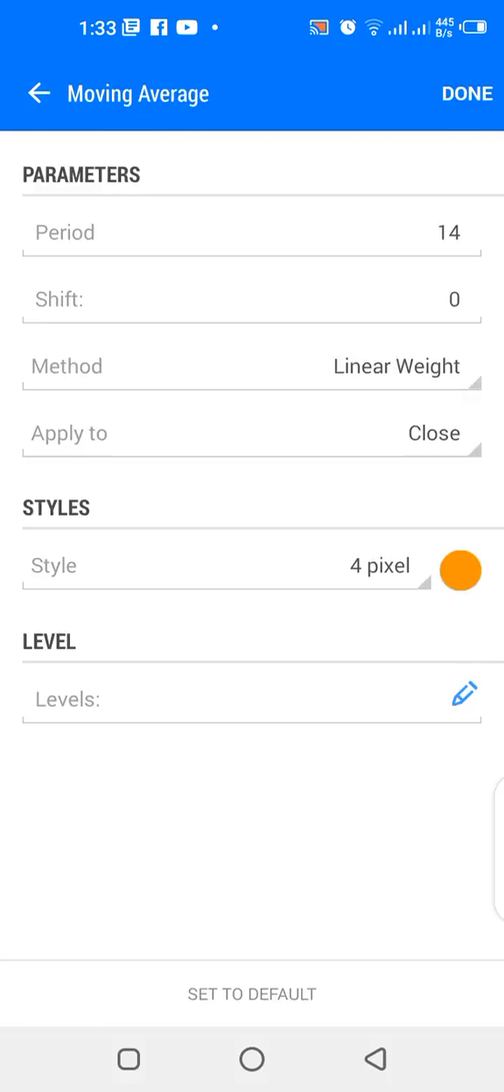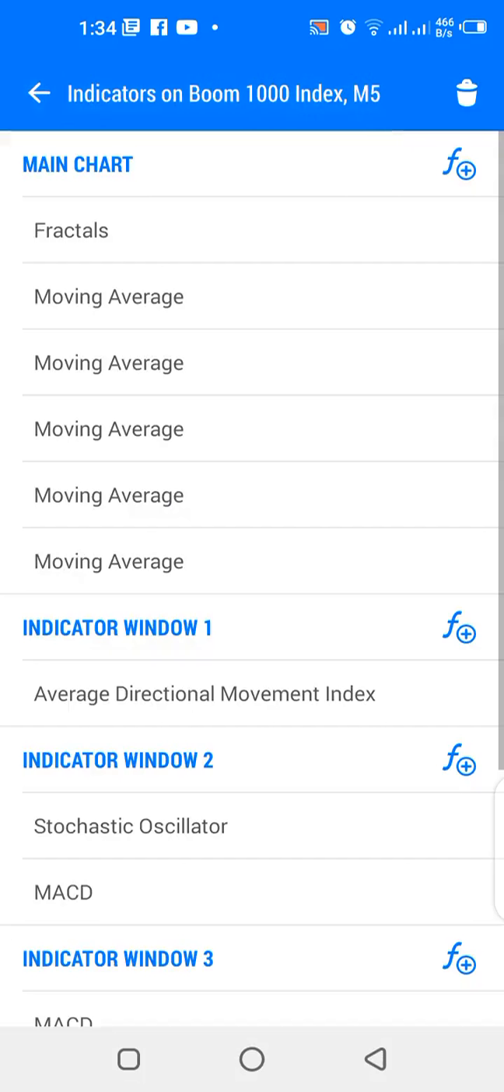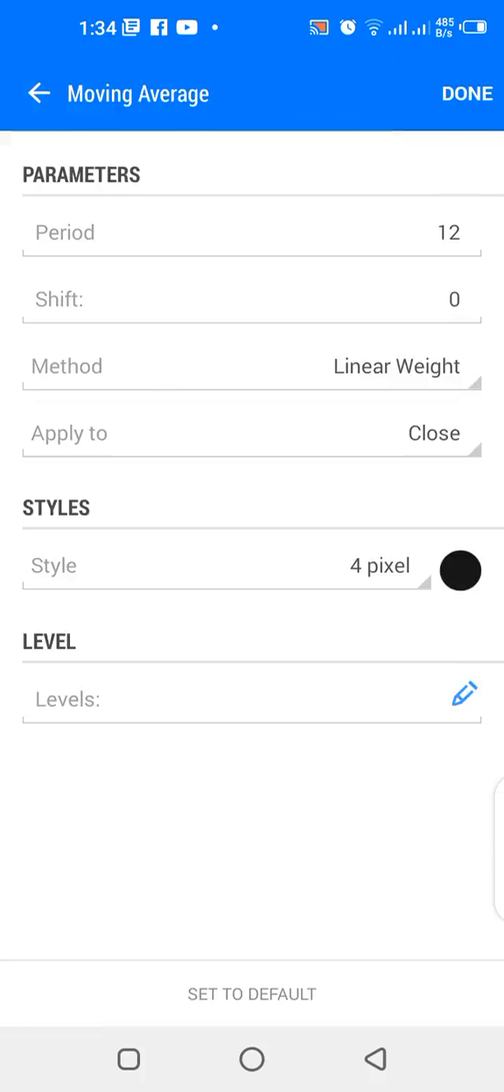And I have a 14 period linear weighted moving average, apply to close. The color is orange. And the third one, I have a 12 period linear weighted moving average, apply to close. The color is black. And the fourth one, I have a 50 period simple moving average, apply to close. Color is purple. And the last one, I have a 200 period simple moving average, apply to close. Color is orange.